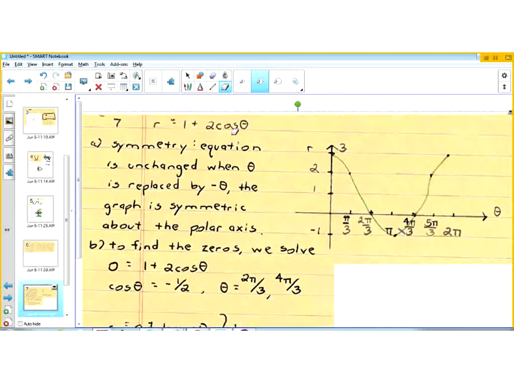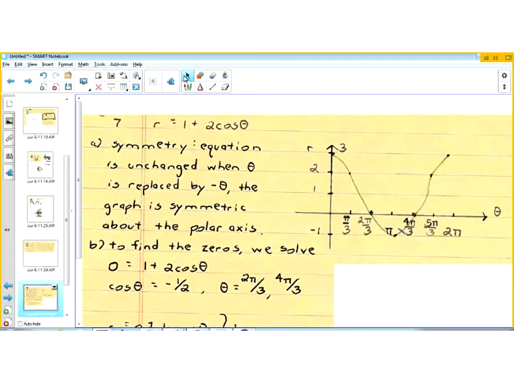All right, so we can check the symmetry. When we replace theta by negative theta, the graph is unchanged because we know the cosine function is an even function. And so therefore the graph should be symmetric about the polar axis.